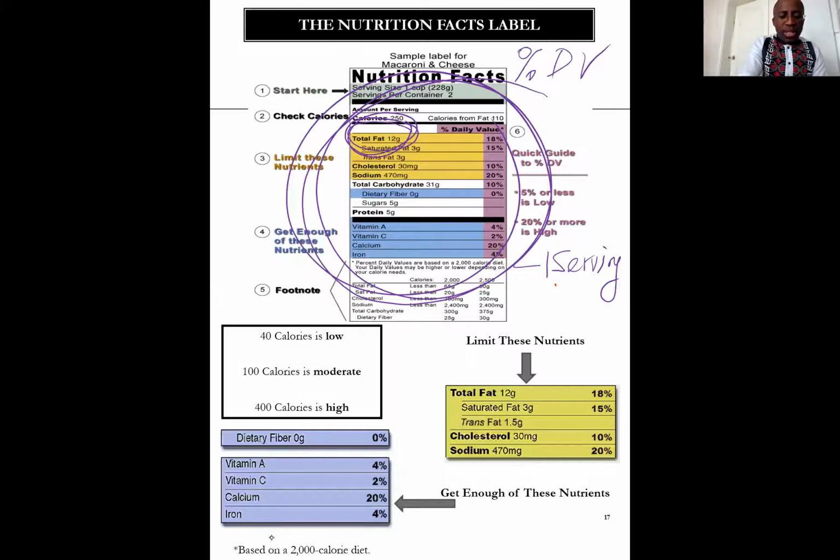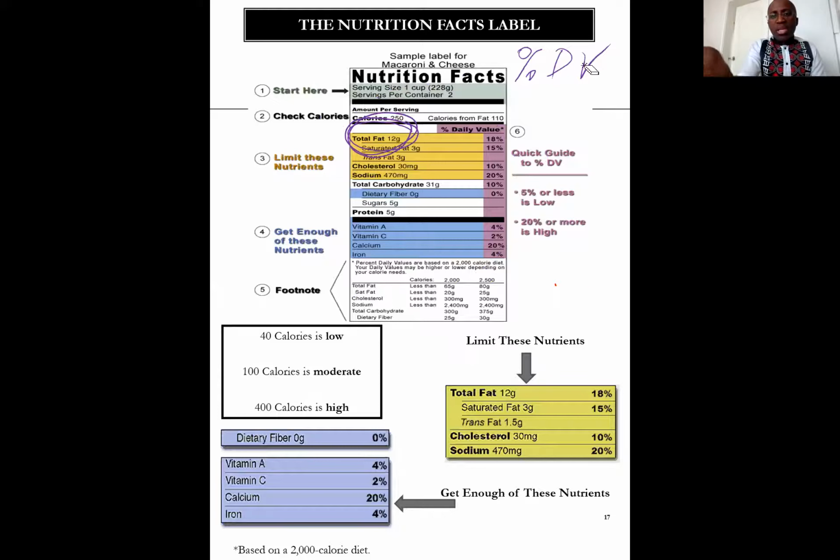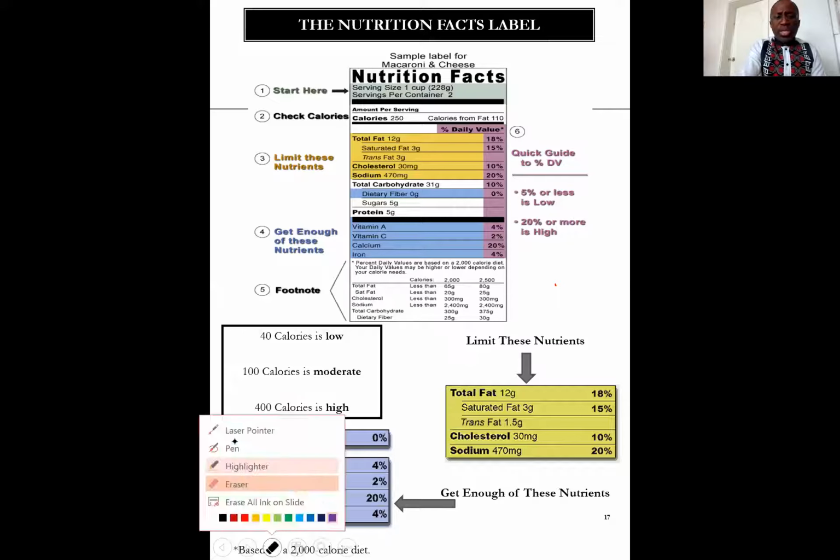Okay? So it's important that you know how to calculate the daily value. Again, if you don't understand how to calculate it, don't worry. You can send me a message, and I'll show you again until we meet face to face.